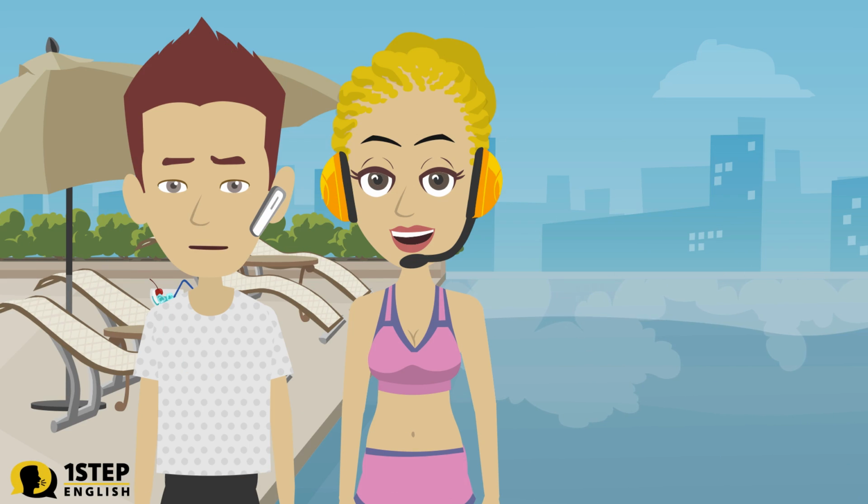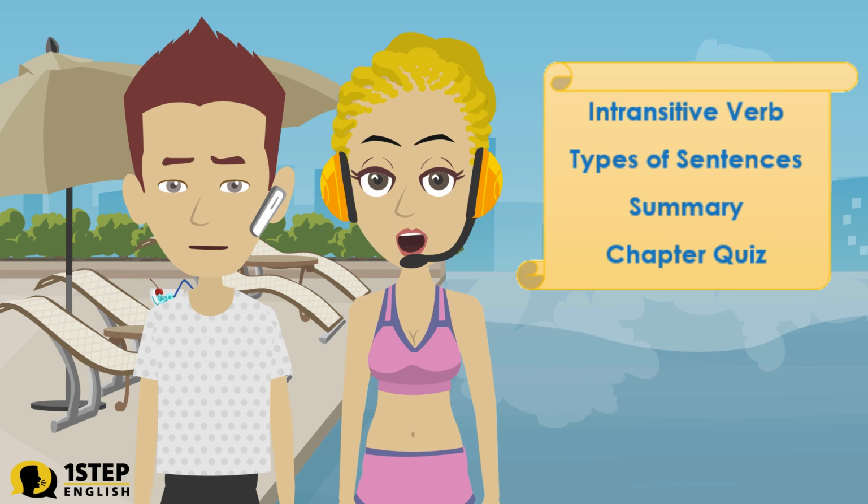Hey, there. Now, we are done with the predicate, direct object, and indirect object. In the next video, we will learn about intransitive verbs and types of sentences. We will also summarize the whole topic of sentence parts and patterns. And, of course, before we finish the second topic, sentence parts and patterns, of English grammar course of One Step English, we will give you the chapter quiz to assess your learning. See you in the next video of English Grammar Crash Course of One Step English.